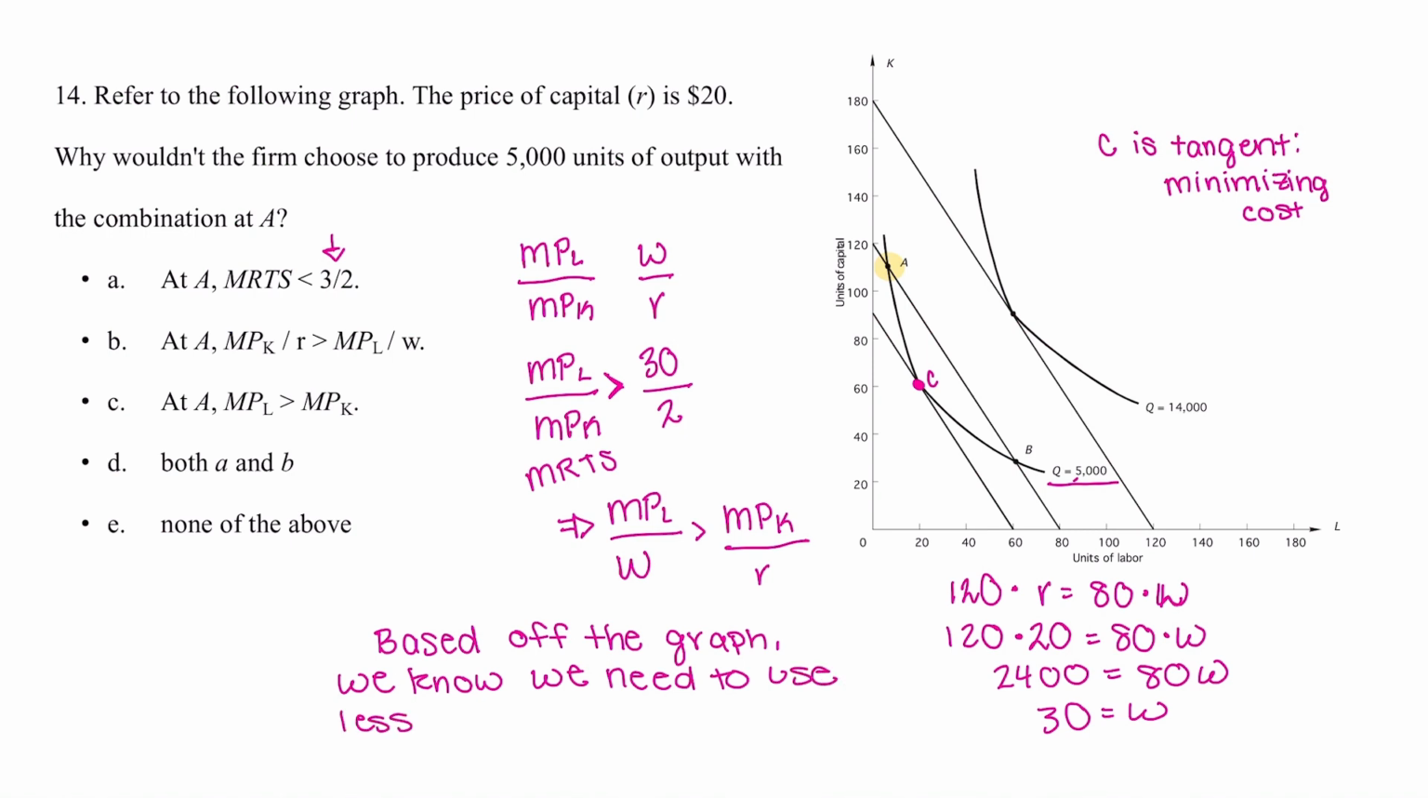We need to use less K and more L, which means none of the above. We just broke all of them down slowly. You can't really say too much about our marginal products of labor and capital on their own. We just know that compared to the ratio, it's not where we need it to be.